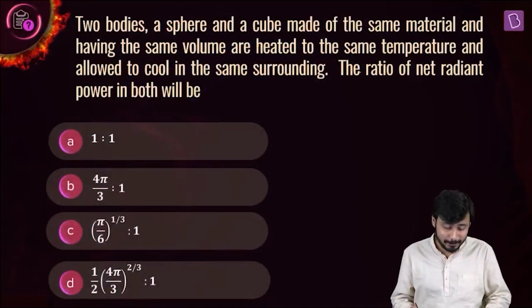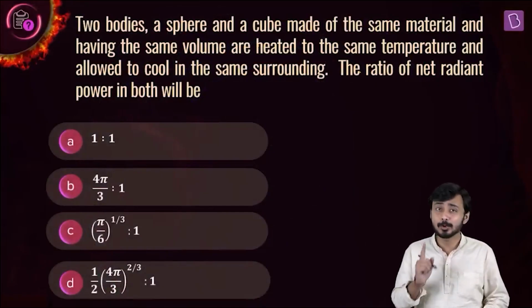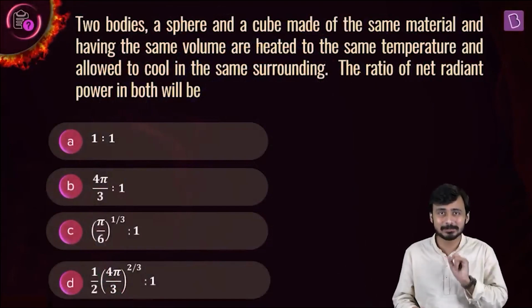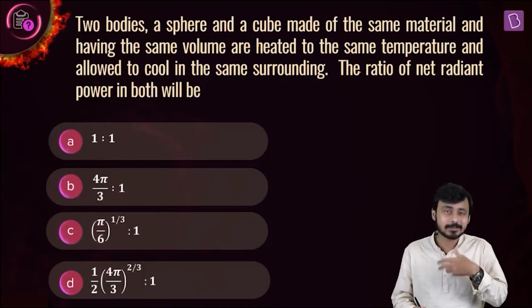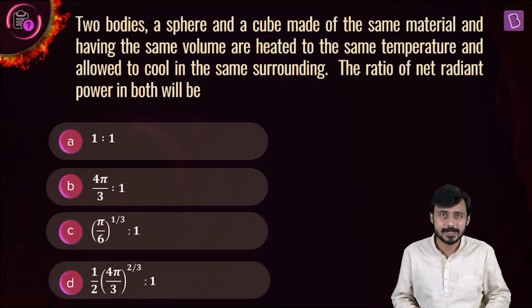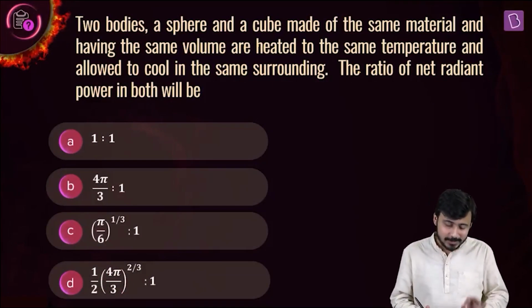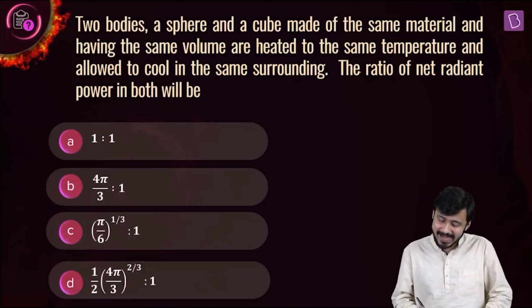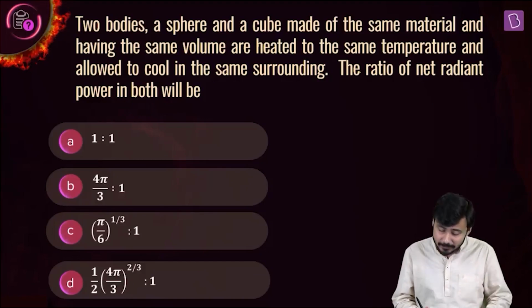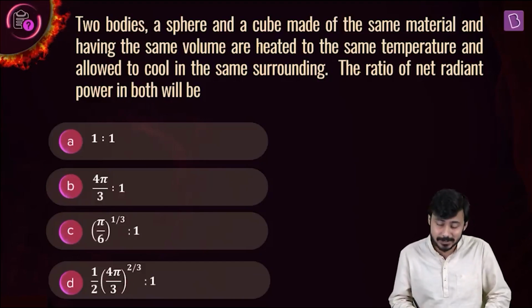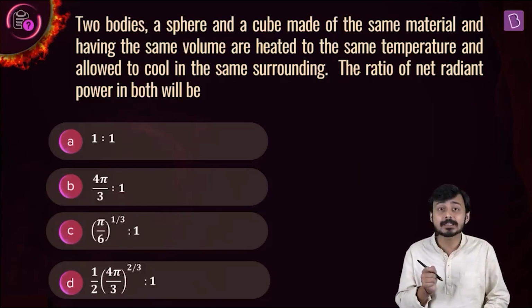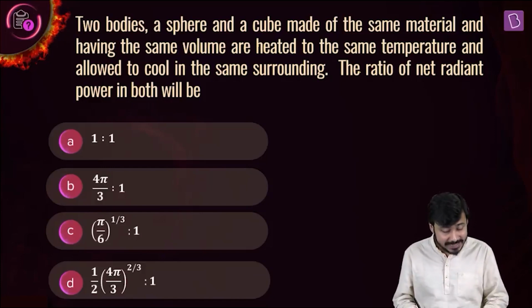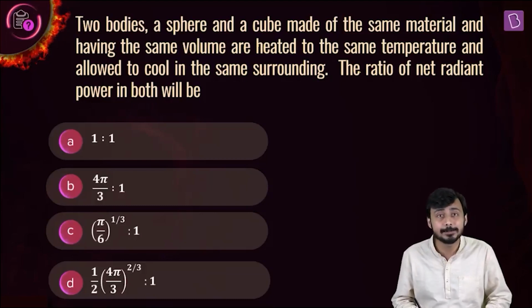Again, a problem based on Stefan's law. I told you the 4 concepts you need to remember in this chapter, and every problem will come from either of them, right? So this problem is: two bodies, a sphere and a cube, made of the same material and having the same volume, are heated to the same temperature and are allowed to cool in the same surrounding. The ratio of net radiant power in both will be, right?